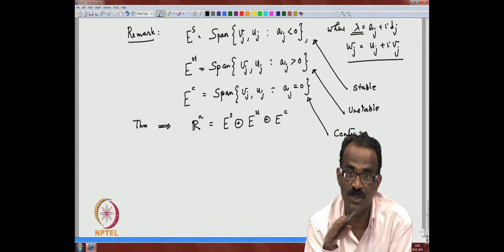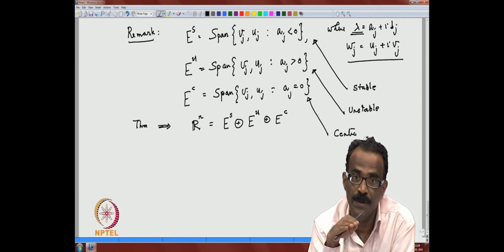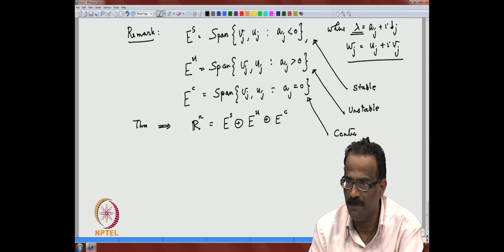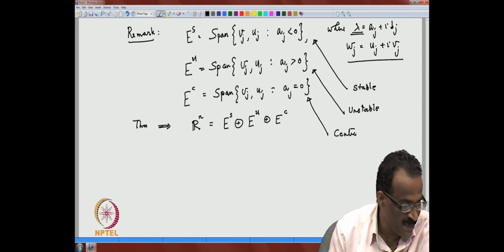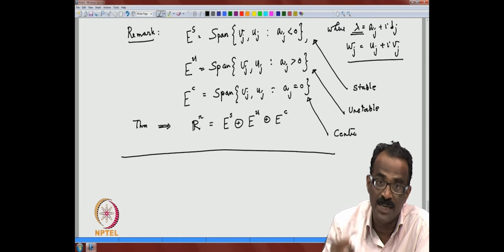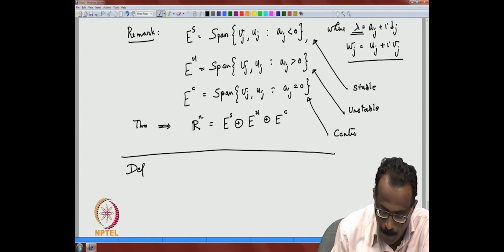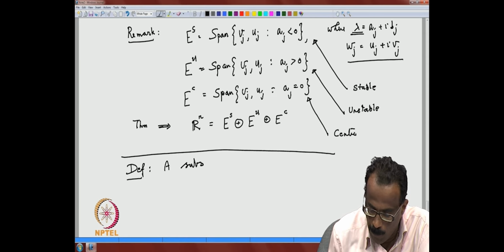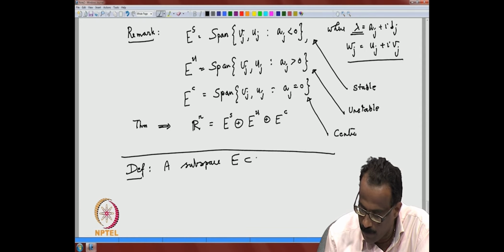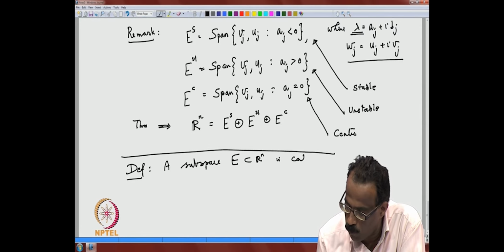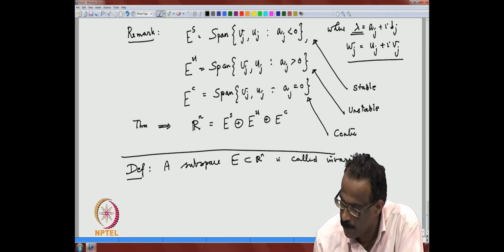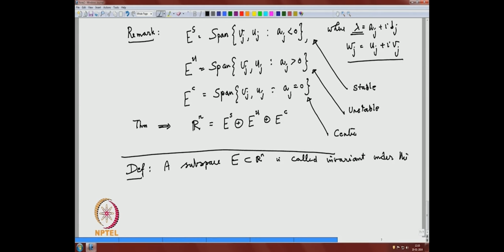For this decomposition to happen in the Jordan form, you need to work with the generalized eigenvector. Maybe, if we have time, I will do that. Some of the notions I am introducing, you will understand better when we go into the nonlinear analysis. A definition to start with: a subspace E is called invariant under the flow. What is the flow? The flow is e to the power tA. If e to the power tA acting on E remains in E itself, then E is invariant.